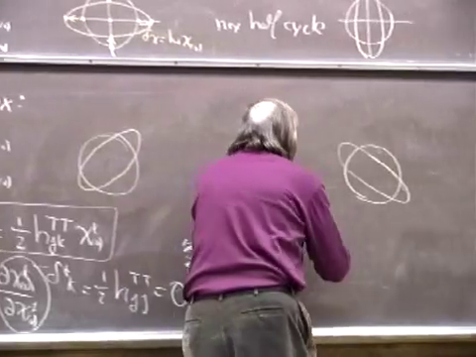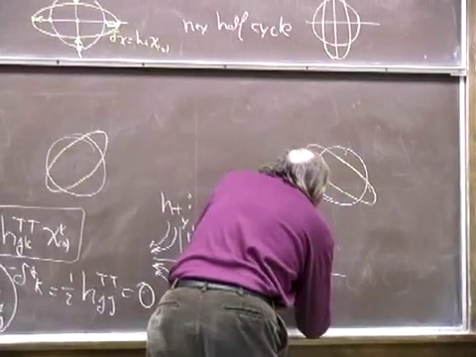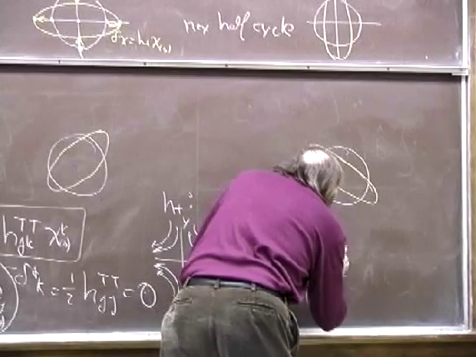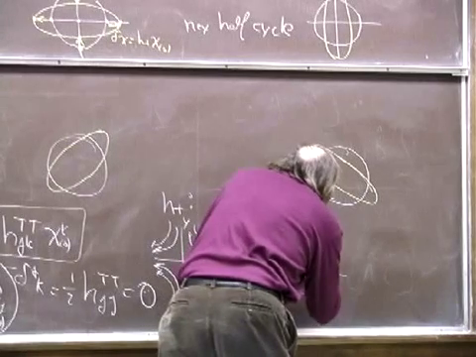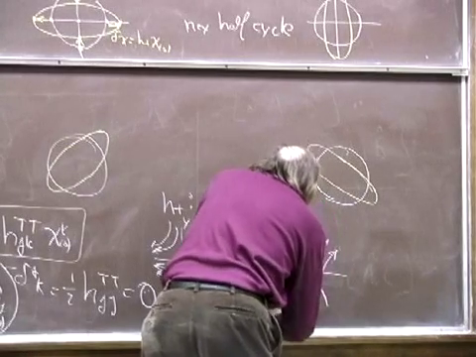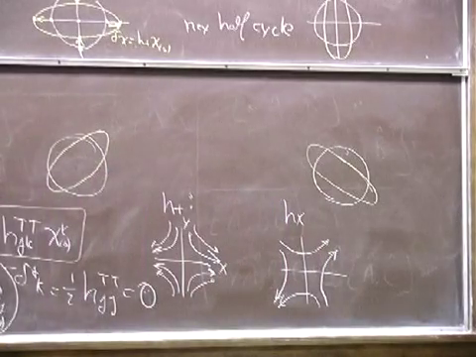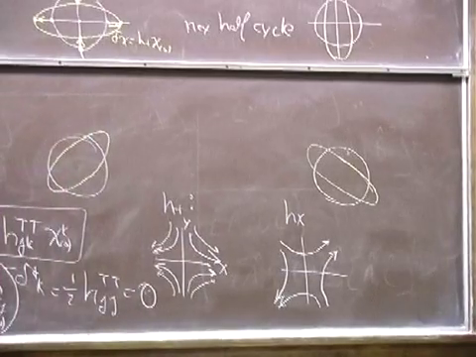And similarly, the cross component can be described by field lines that stretch and squeeze along axes that are rotated by 45 degrees with respect to the plus axes. Okay.